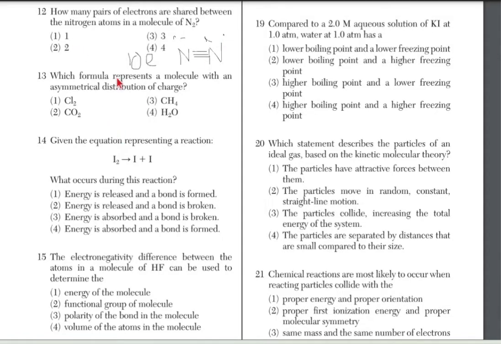Which formula represents a molecule with an asymmetrical distribution of charge? The answer to this is 4, H2O, because a dipole is formed due to the positive charge on the hydrogen pole and the negative charge on the oxygen pole, so it's going to bend.